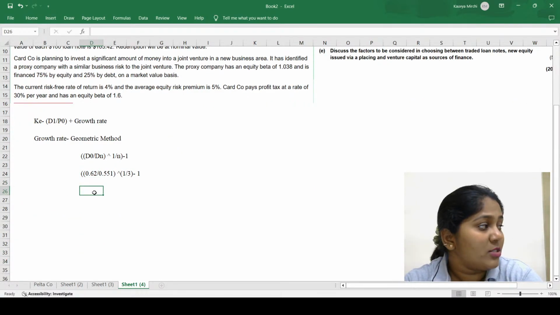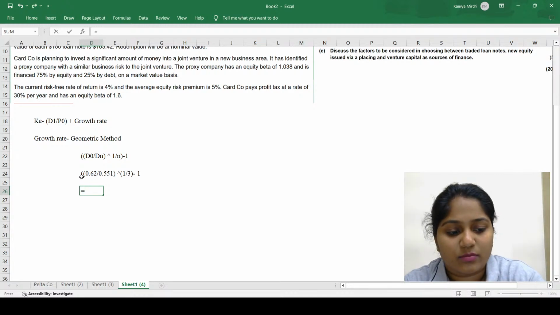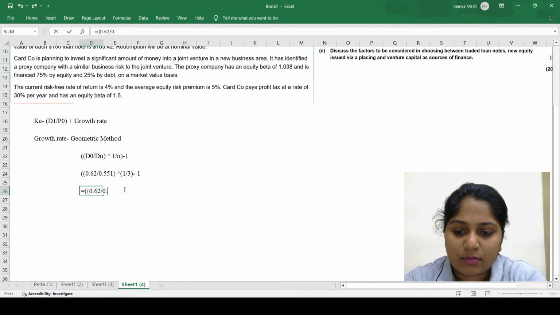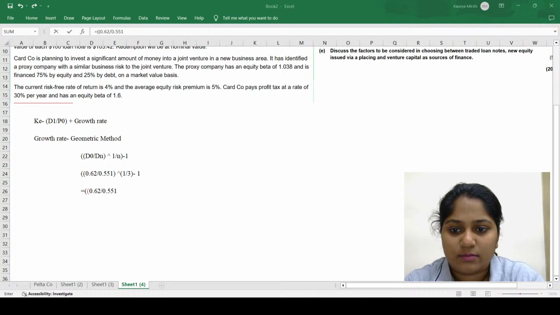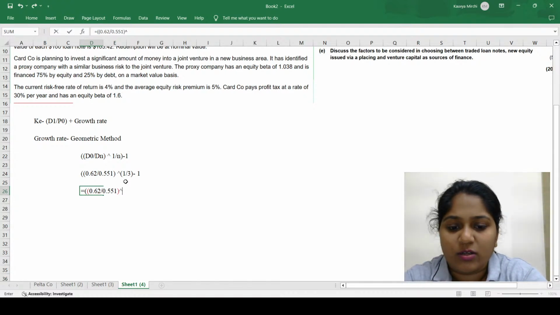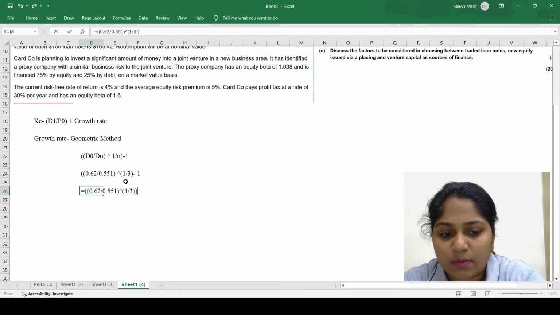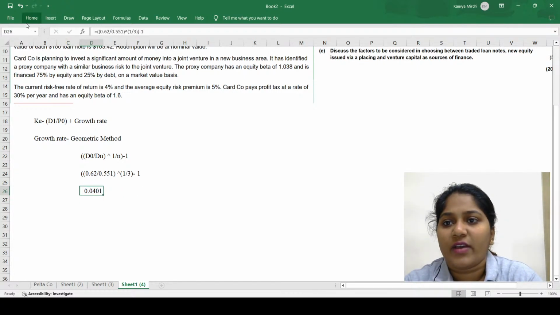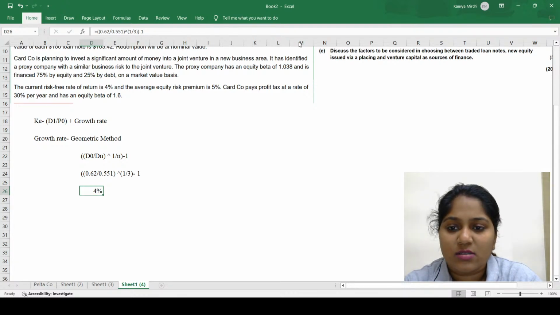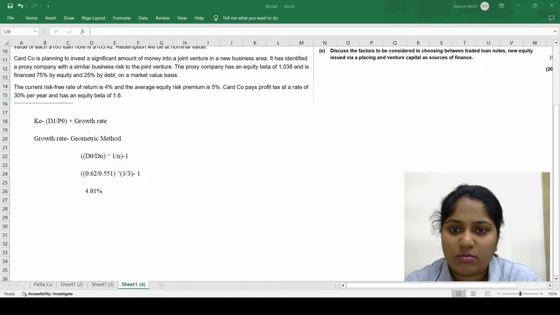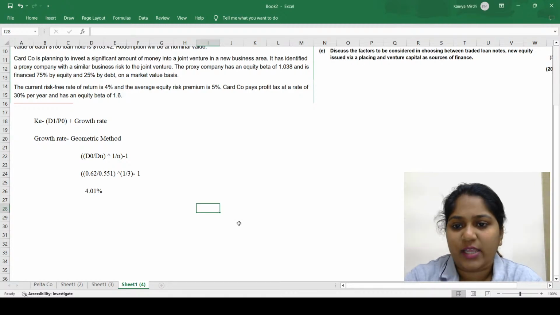So first go ahead and calculate how much is 0.62 upon 0.551. Again, raise to the power, open the bracket 1 divided by 3, then close the bracket, minus 1. See, what is my growth rate, people? If I convert this to a percentage, it would be 4.01 percent. I can consider that as 4.0, I can just take it as 4 percent.